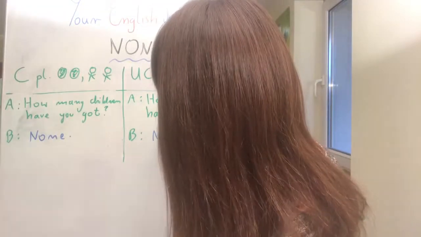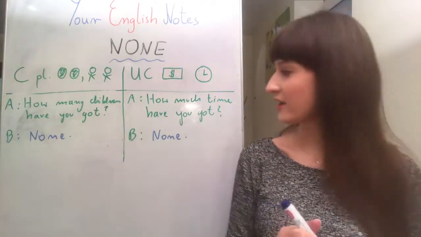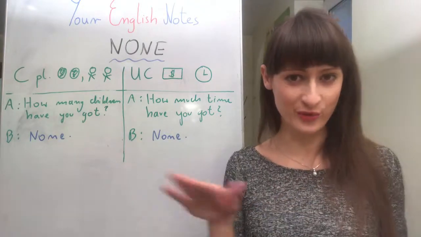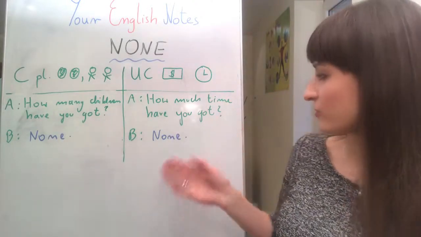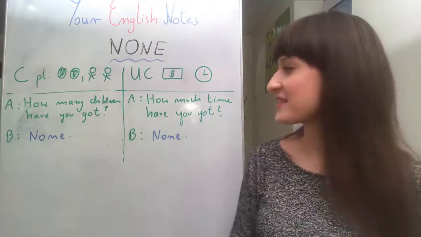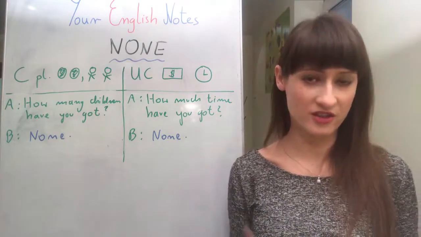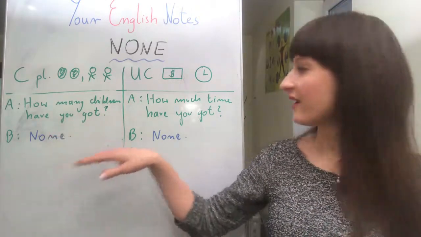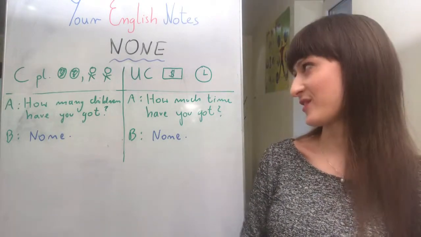None, both with countable nouns and with uncountable nouns. So if someone asks you how many children have you got, and you have zero children, you will say none. How much time have you got, and you have no time, you will say none. And this is the same with there is, there are. So if someone asks you how many balls are there in the gym, and you want to say zero, you will say none. I hope you understand how to use it and when to use it, and I think it was clear for you.